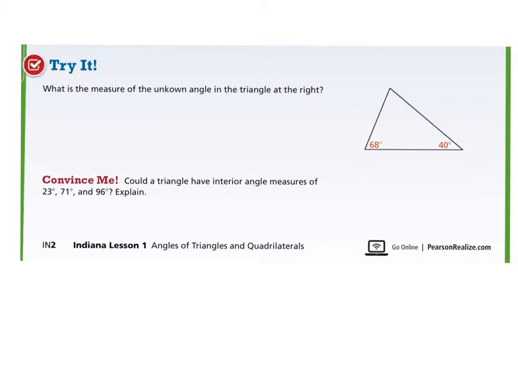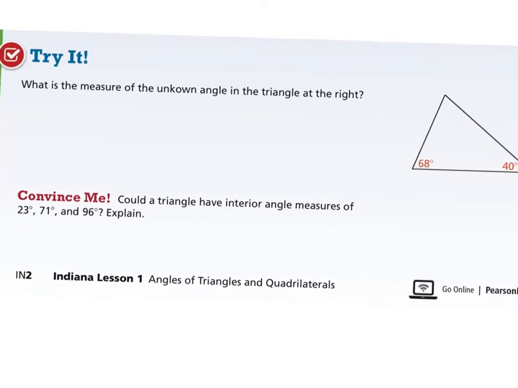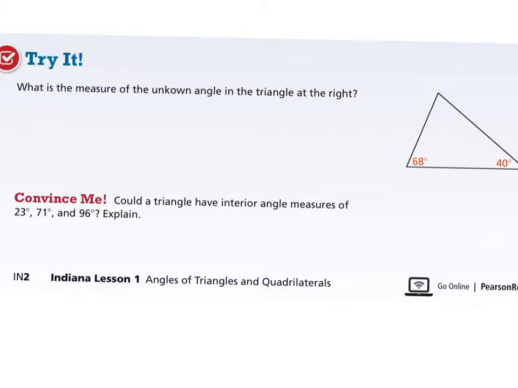Again, like we talked about, we know we've got 180 degrees total in a triangle. So go ahead and see how many degrees we've got used up here, and then see how many degrees we have left for our third angle. So the first thing here, trying to see how many degrees we've got used up, we can add our 68 and 40 together.